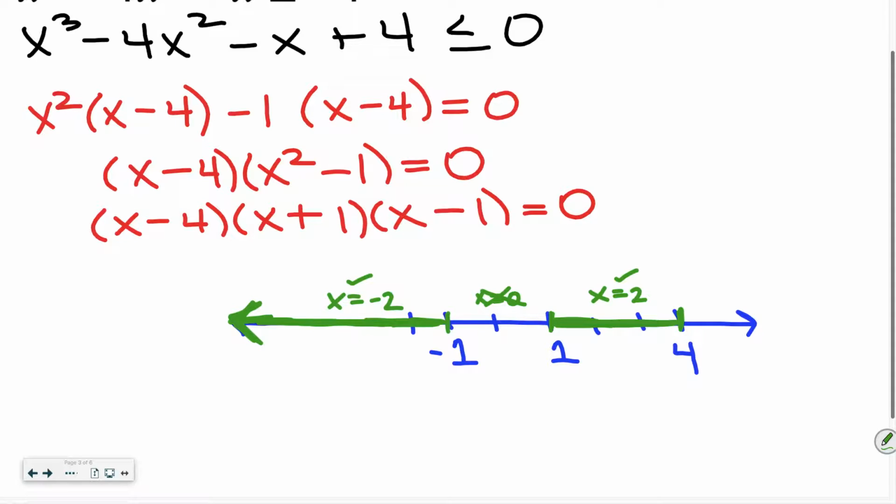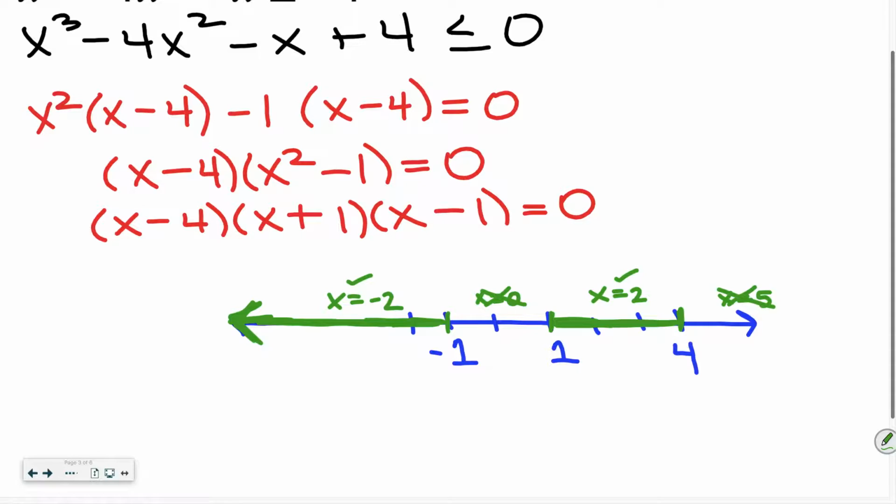Last interval to test would be after 4. So we can plug in 5. 5 cubed is 125. Minus 4 times 25. I don't know why I said 50. So we have 125 minus 4 times 25. We're going to have a positive number, aren't we? And we want our numbers to be less than or equal to 0, so that doesn't work.